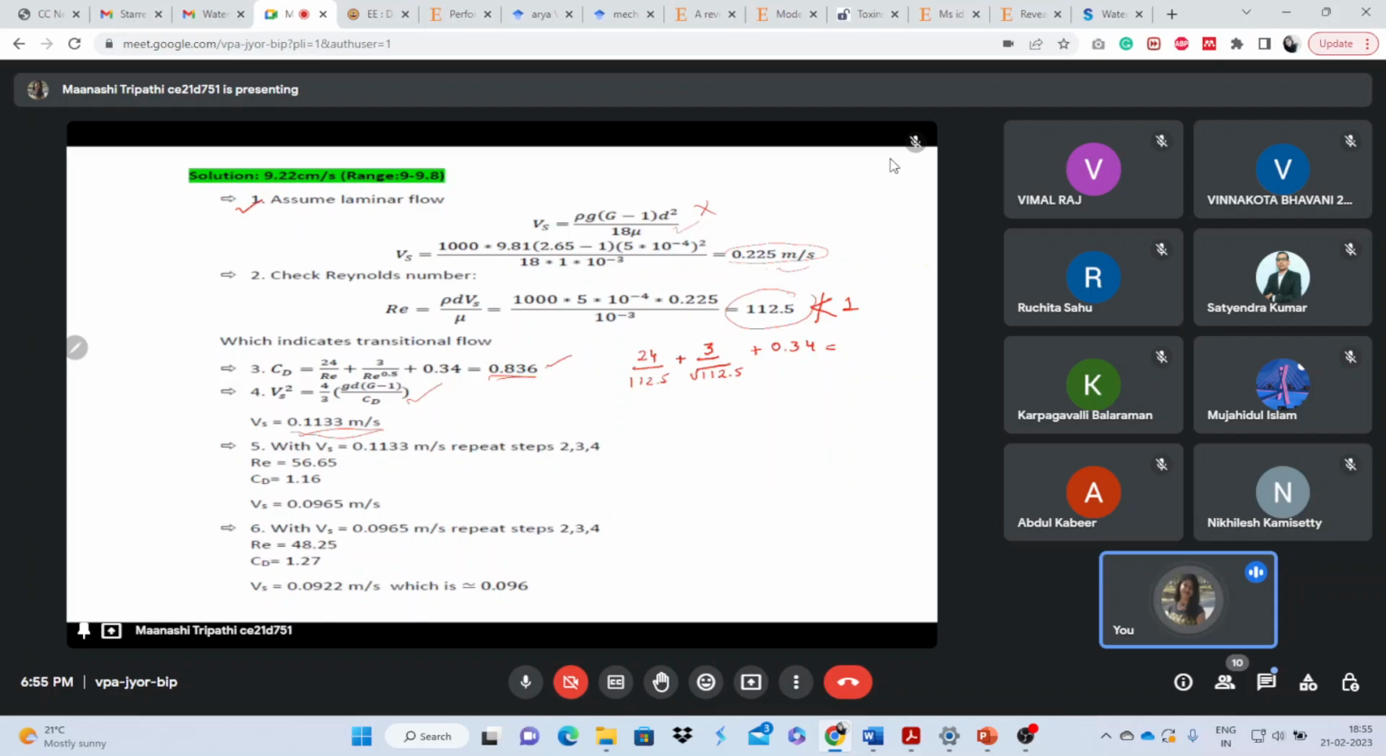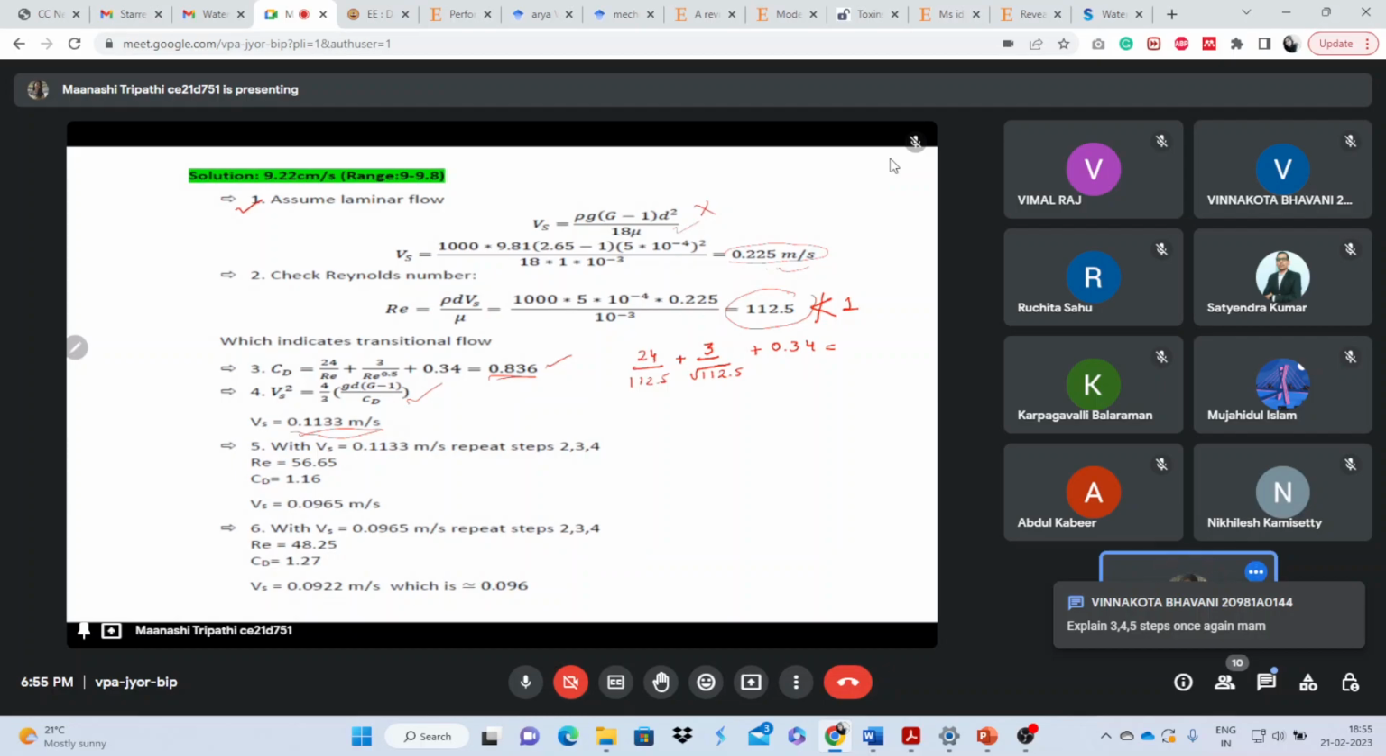How do we have to follow all these steps? First we will assume it as laminar. Then we will find the velocity for laminar. Just to check if the assumption was correct, we will put it in the Reynolds number equation. Here the Reynolds number came to 112.5, which is not less than 1. It means the flow is not laminar.